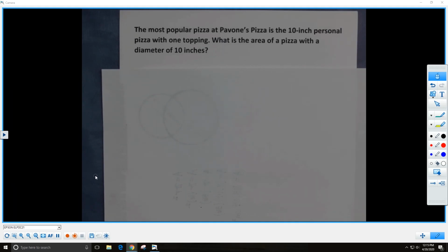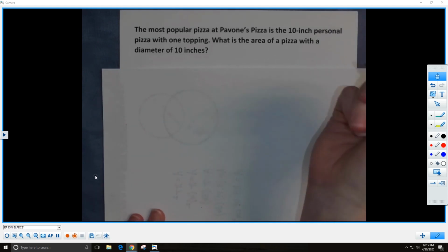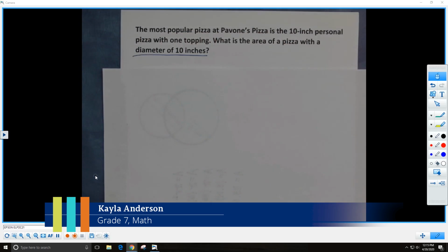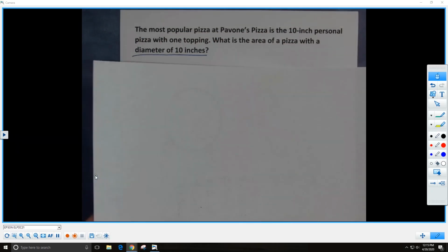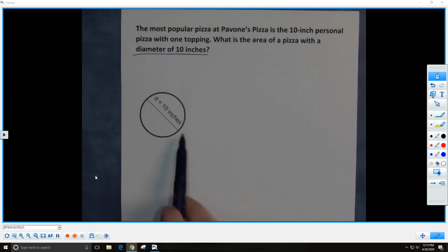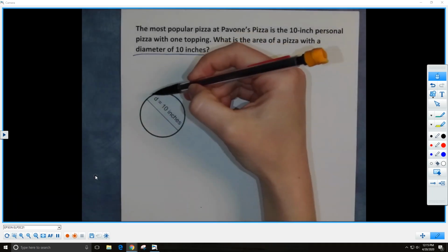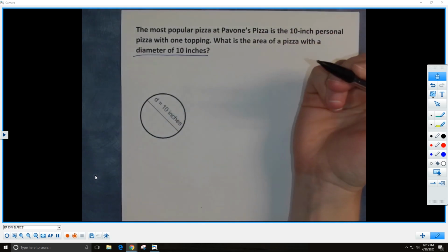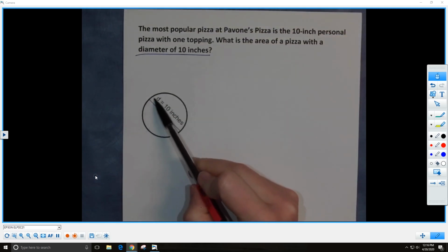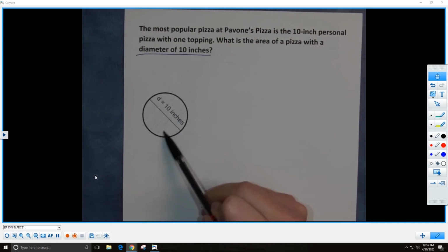Okay, so what did you write down that you know? You know that the pizza has a 10-inch diameter. And so we can draw a circle to represent that. Here's my circle. Circular pizza, 10-inch diameter. Remember that a diameter goes from one side of the circle through the center to the other side. And we are trying to find the area, which is inside of the circle here.